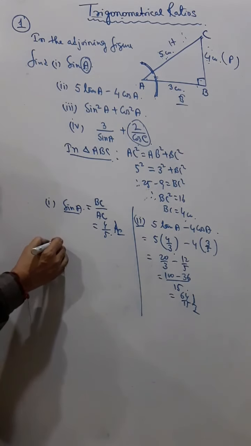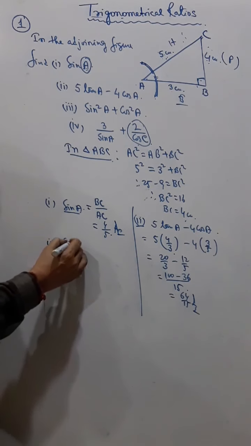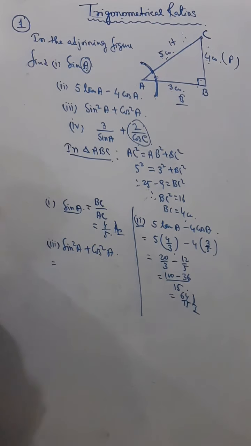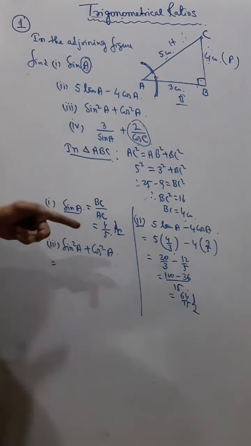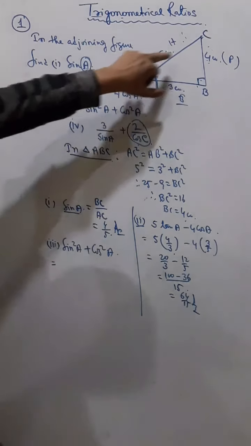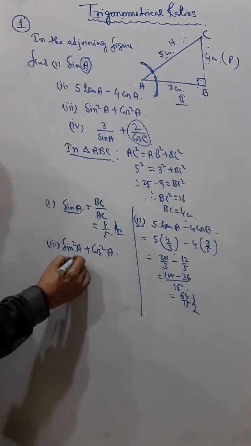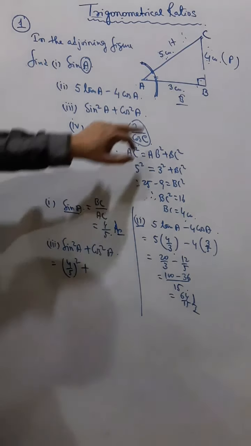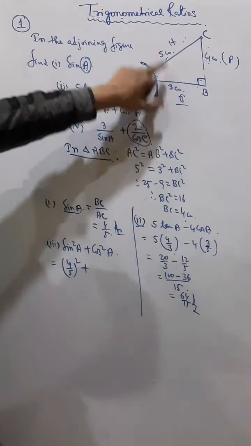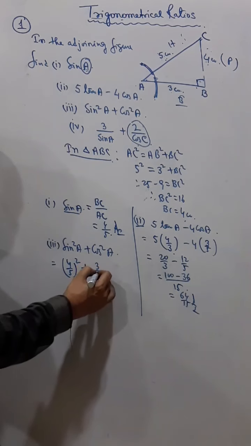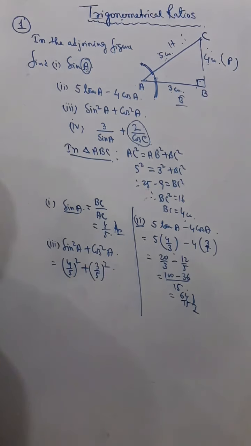Number 3 they told what? Sine square A plus cos square A. Now sine square A plus cos square A means sine A and then squared. Sine A you already know is 4 by 5, perpendicular by hypotenuse. So it is 4 by 5 whole square. And cos A is base by hypotenuse, so that's 3 by 5, squared. So what we got?